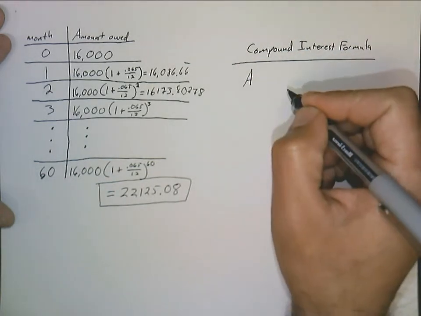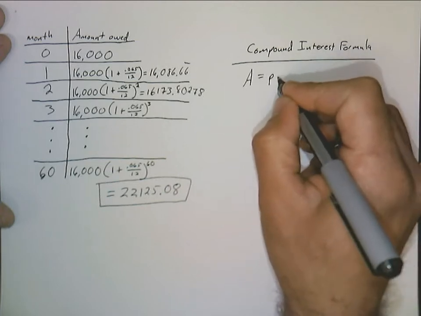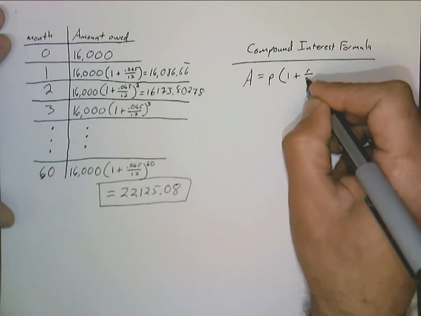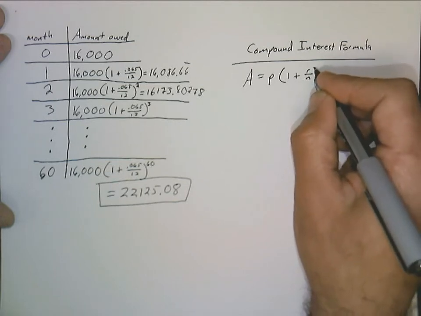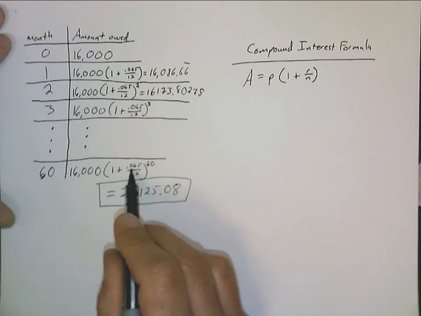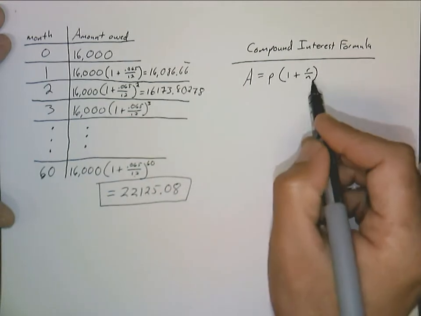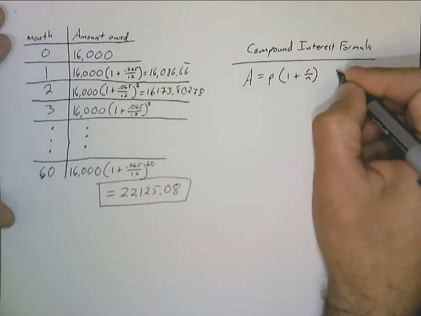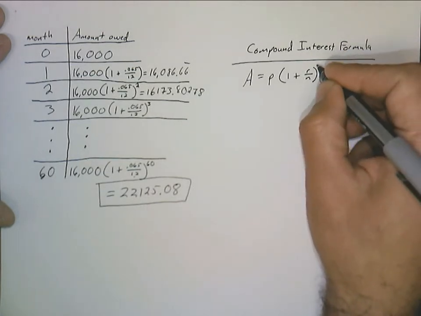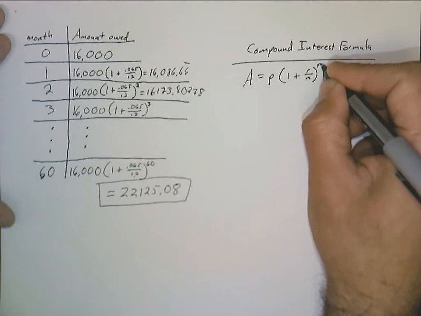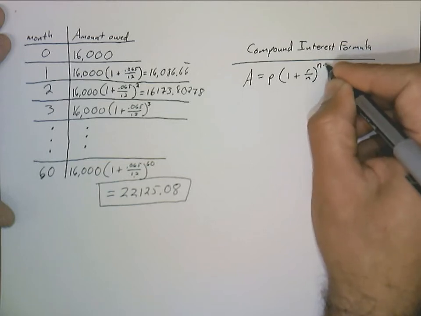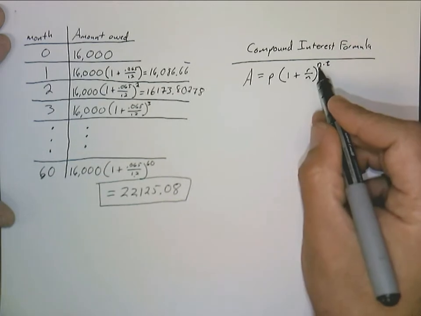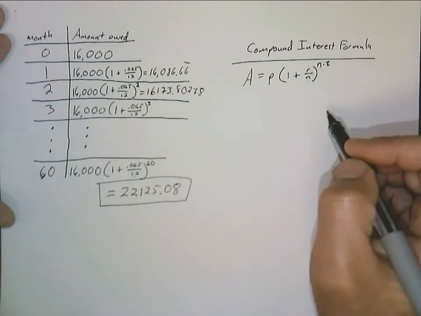Well, the amount that we owe back is equal to the principal times 1 plus the annual interest rate divided by the number of compounding periods. And here we took the annual interest rate divided by 12 to get the monthly rate. But then the exponent is going to be the number of compounding periods in the term of the loan. So we take the number of compounding periods, which I'm going to call n, and multiply it by the number of years, or number of compounding periods per year times the number of years.